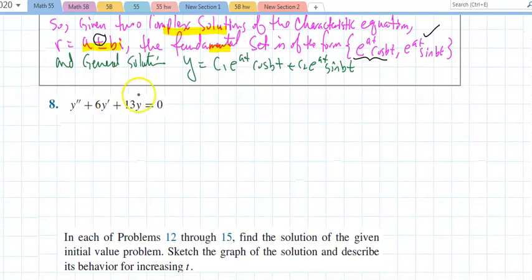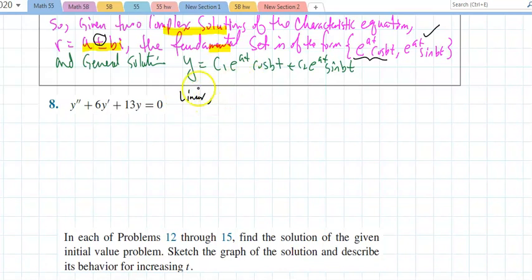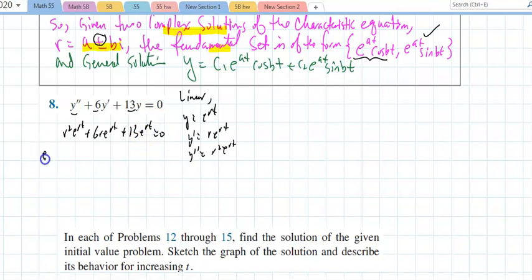So if I look at number 8, the same deal. This is a linear equation with constant coefficients, right? I would say let y equal e to the rt, y prime is r e to the rt, y double prime is r squared e to the rt. So r squared e to the rt plus 6r e to the rt plus 13 e to the rt equals 0. Factor e to the rt out, you'll have r squared plus 6r plus 13 equals 0. Again, characteristic equation. e to the rt can never equal 0.